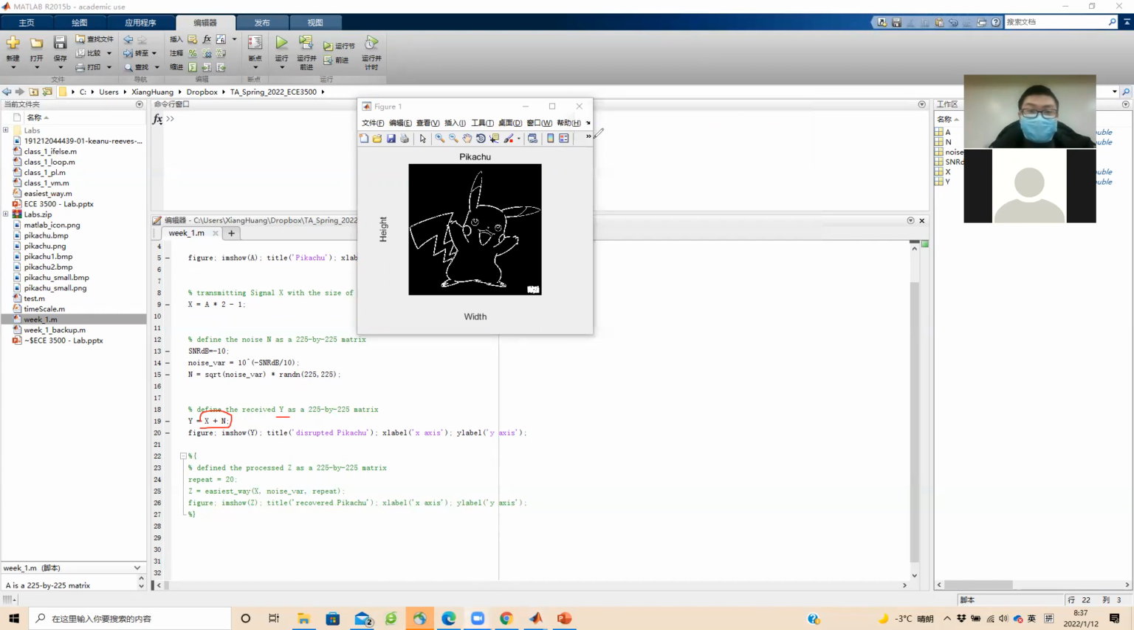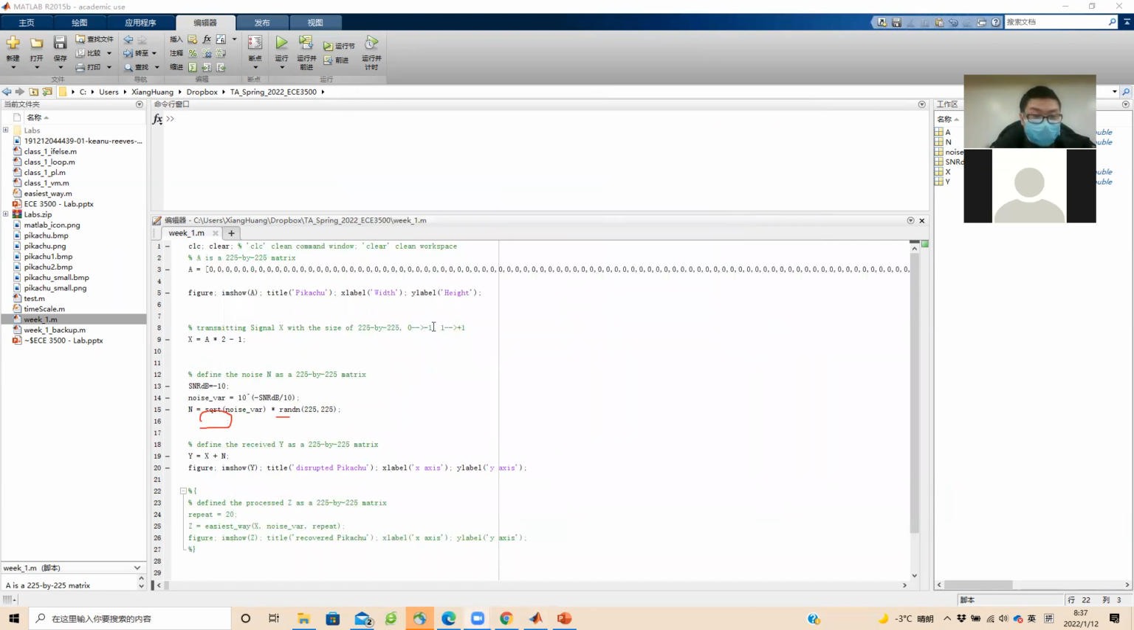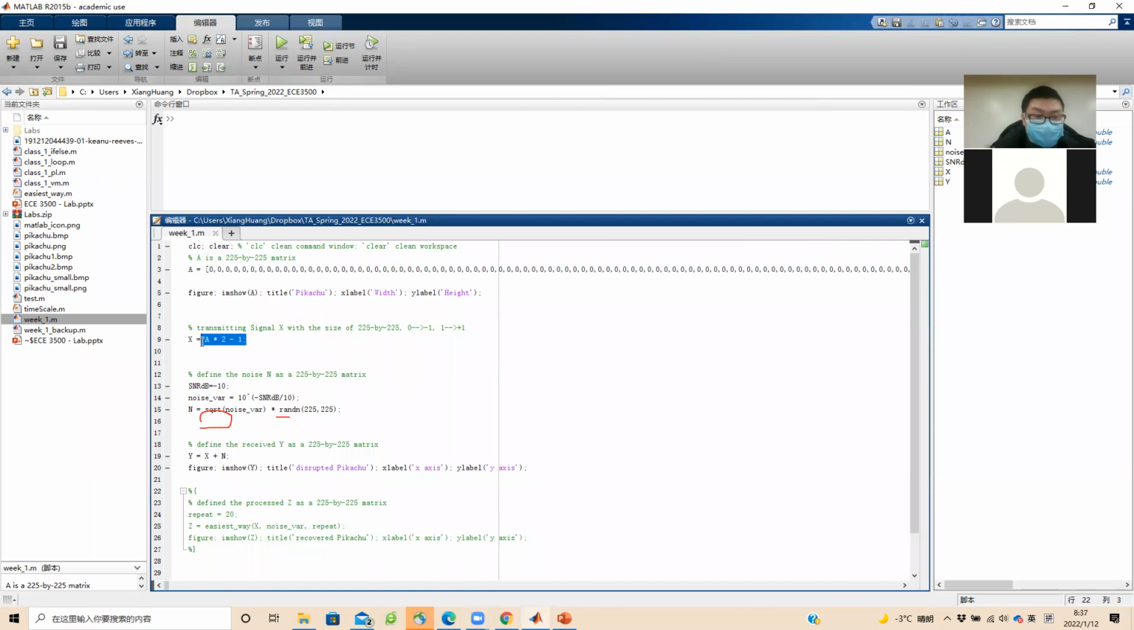Oh, I have forgotten one thing. For the modulation, if you notice, A is a matrix, 2 is a scalar. A matrix times a scalar means that every value in the matrix is multiplied by this scalar. And this is the same for the minus operation.